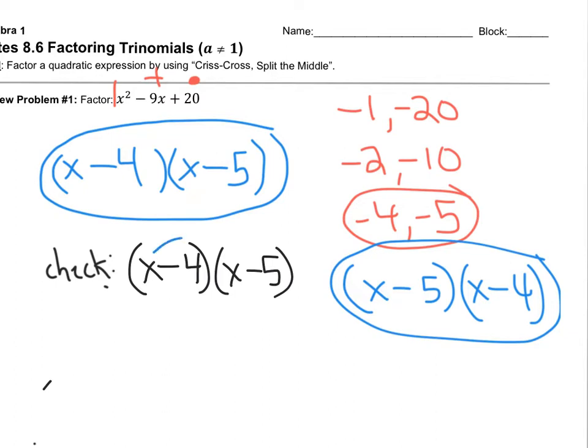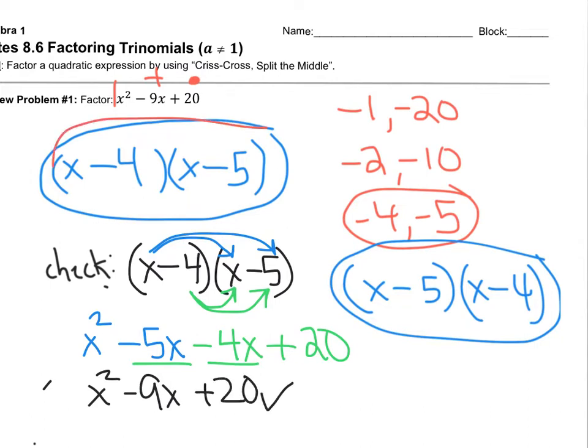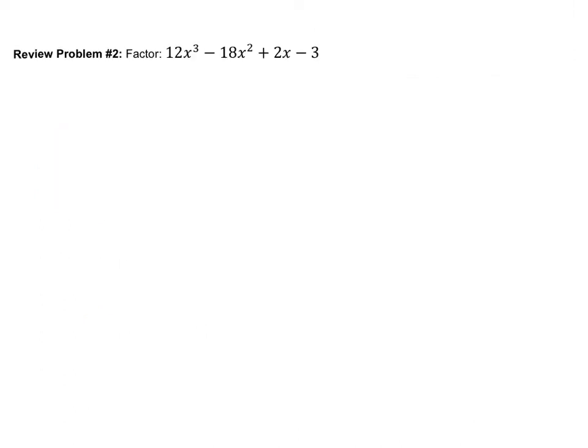So we'll distribute twice. We'll distribute the x to both terms of the second pair of parentheses, and then we'll distribute the -4. So x times x is x squared, x times -5 is -5x, -4 times x is -4x, -4 times -5 is +20. Now we'll add like terms, so our final answer here is x squared minus 9x plus 20. Check, we got that right. So our final answer is what I circled in red as well as what I circled in blue.